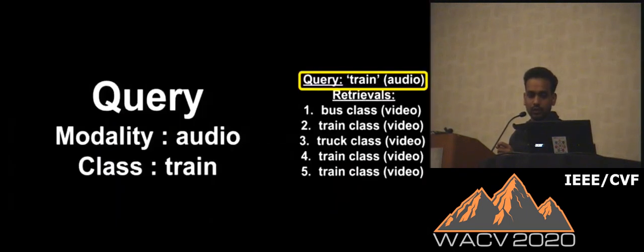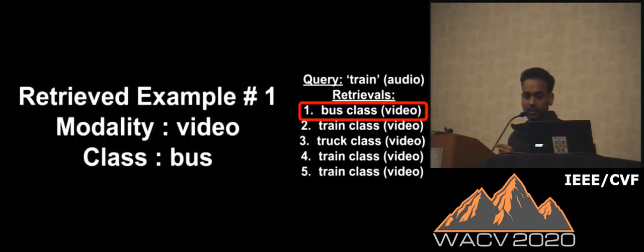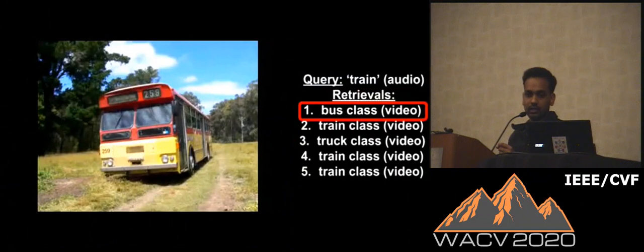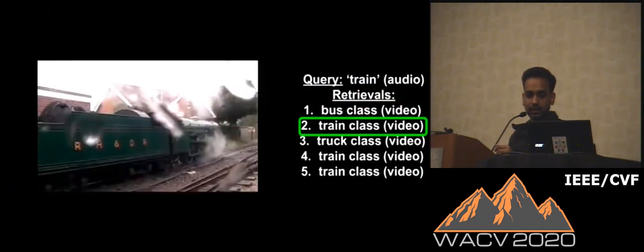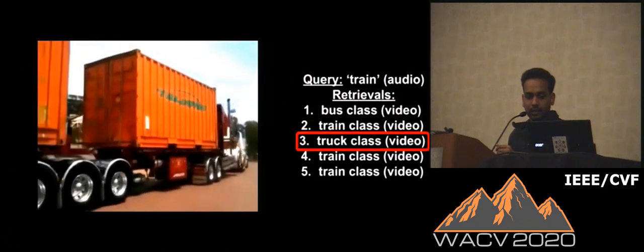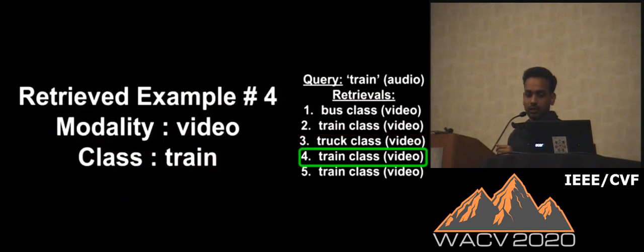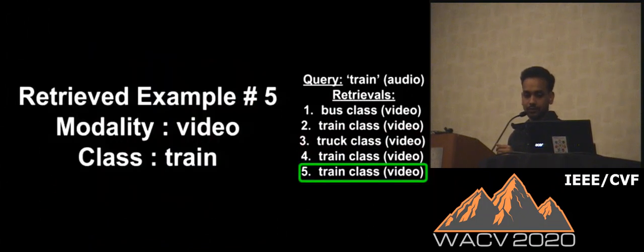We also use it for cross-modal retrieval, where, given a audio, we are trying to find the video signals with the same class label. So these are the retrieval examples for the given audio signal. These are semantic retrievals, and although the retrieval is not perfect, it captures the semantic information in both modalities.